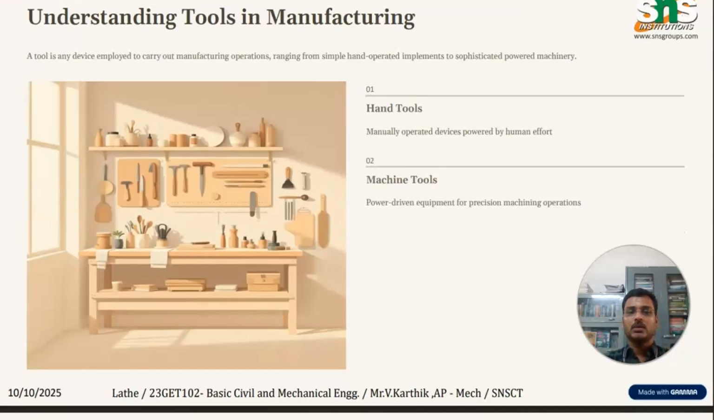Understanding the tool in manufacturing, the hand tools are mainly the manually operated devices powered by human effort. In the lathe machines, in olden lathe machines, we have different types, central lathe and the main lathe, where the feed and the tool fixing or the chuck adjusting are all done with the hand tools. Now it is available in the machine tools. It is driven by power driven equipment, which is like CNC machines or the motor operated machines. Here it will be done using the power source.